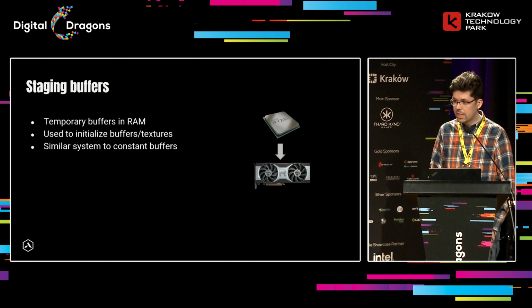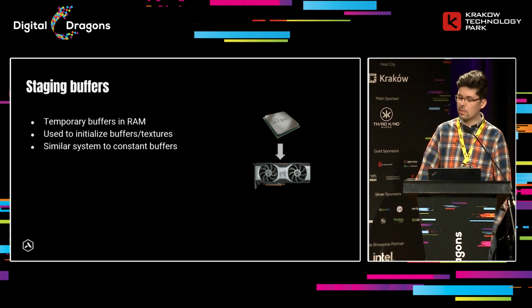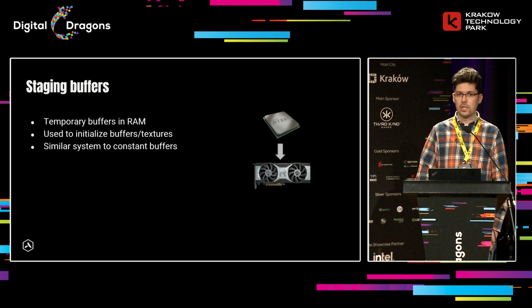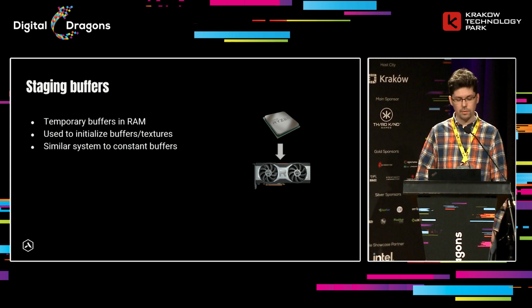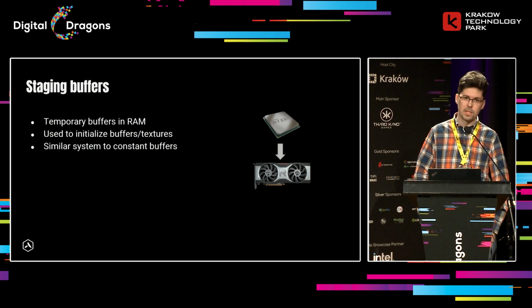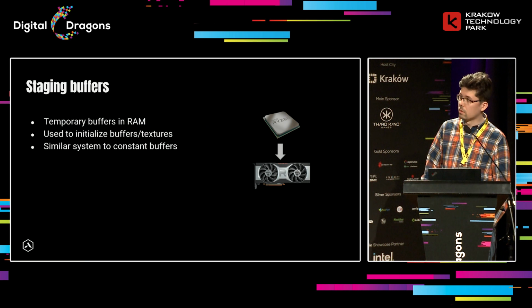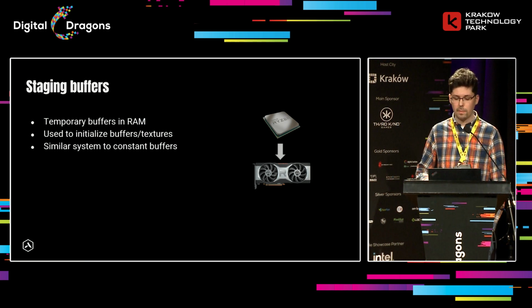And then staging buffers are the temporary buffers that are stored in system RAM, and they're used for the initial upload of data to buffers and textures. So whenever we load something in from disk, we place it in a staging buffer and then copy it over to VRAM from there. And it's a similar system to constant buffers, with a rotating set of buffers for doing this.